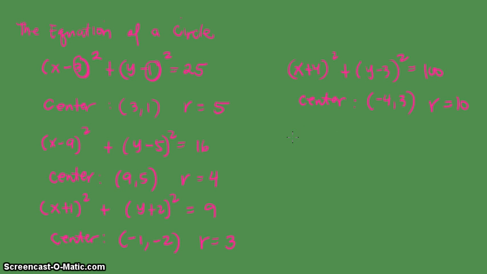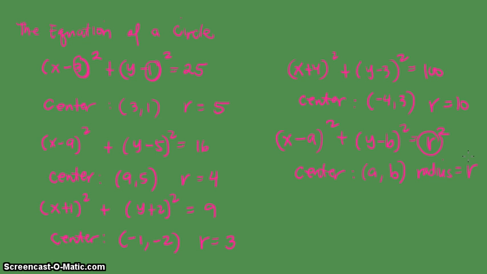In general, we say if we have (x - a)^2 + (y - b)^2 = r^2, the center is at (a, b), not (-a, -b), while the radius is the value of r.